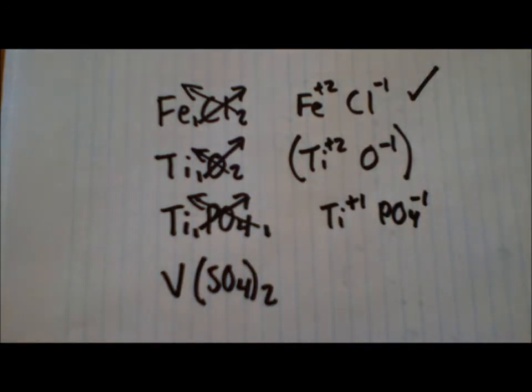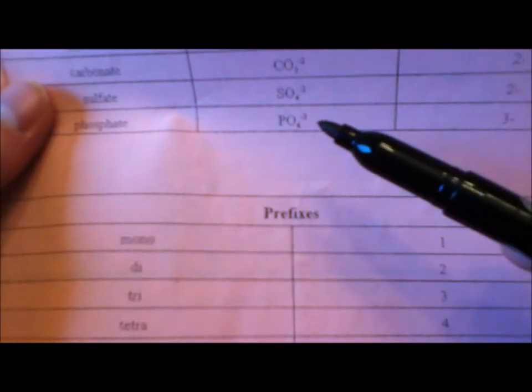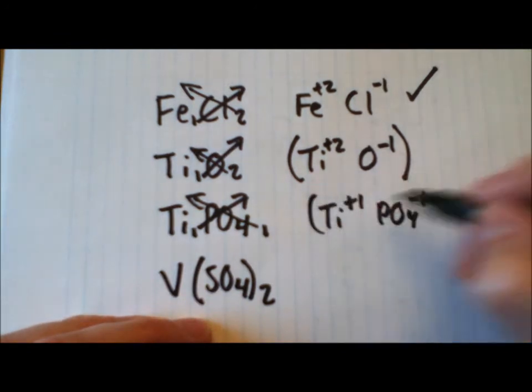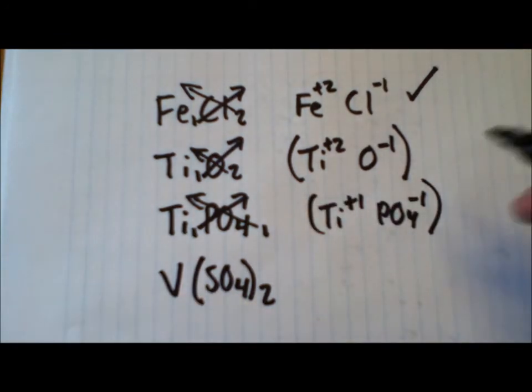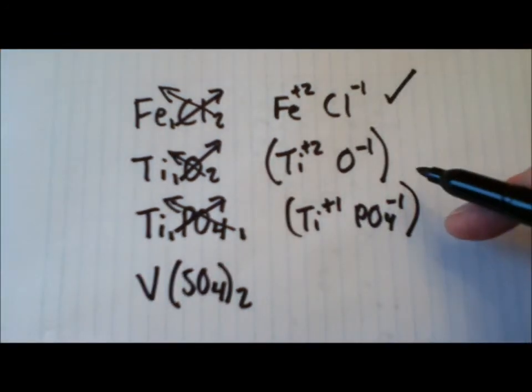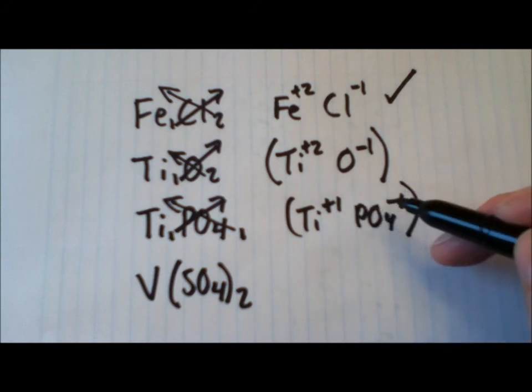We check to see if phosphate actually does get a charge of negative 1. And when we look at this periodic table here, we see that phosphate gets a charge of negative 3. So we put brackets around it. And again, ultimately what we're going to do is put a number outside here to get those charges right.